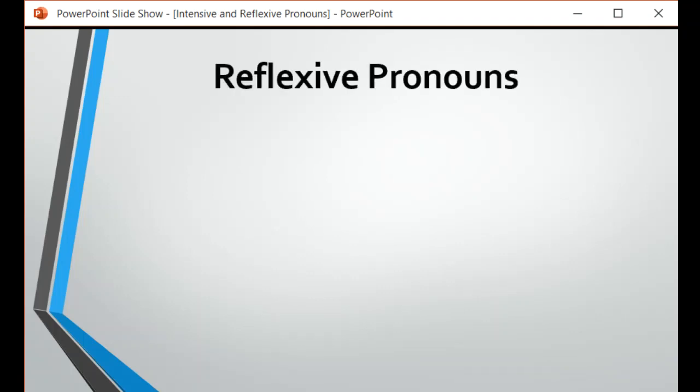Let's talk about reflexive pronouns. Ano ba ang reflexive pronouns? The reflexive pronouns are the objects that refer to the subject. When we say objects that refer to the subject, they are the same with the subject of the sentence. Magkapareho yung subject o yung topic ng sentence mo o yung pinag-uusapan ng sentence at yung object.